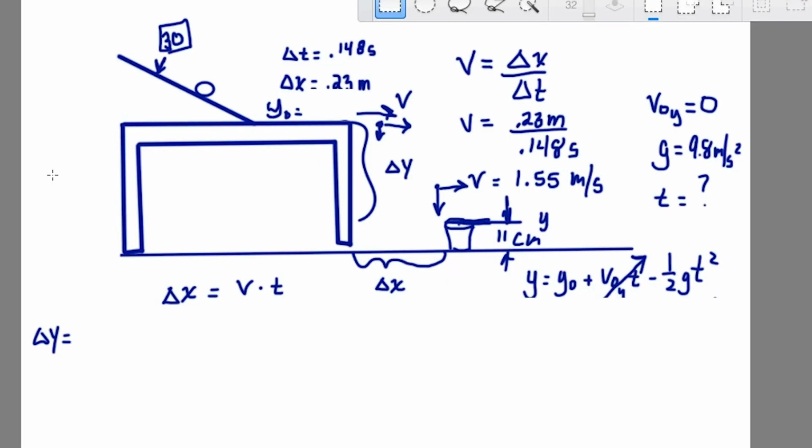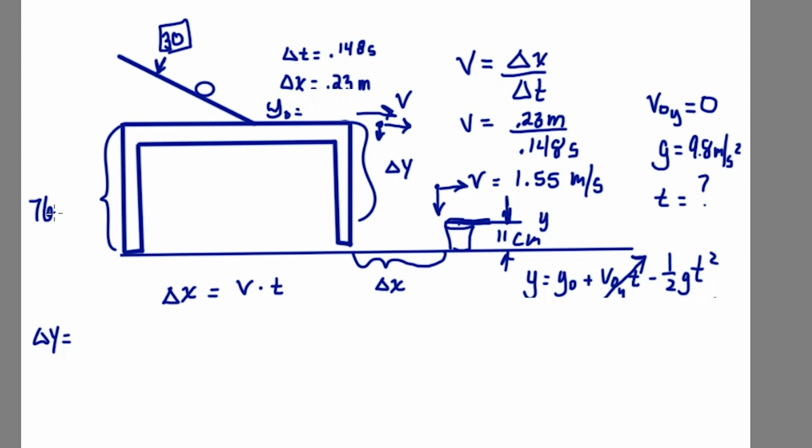The table we measured as 76.5 centimeters. So this is our height above the floor. Why don't we make this our initial y right here? Let's make it 0.765 meters, so centimeters into meters. And 11 centimeters means our final y is 0.11 meters above the floor. So the floor is 0.